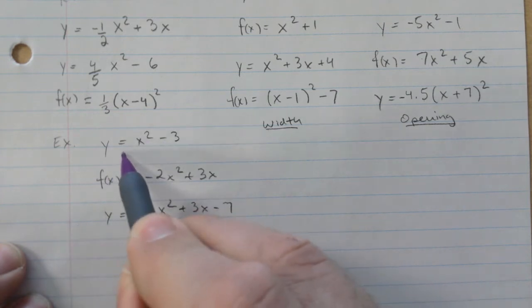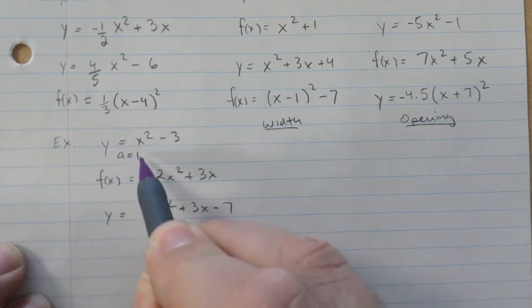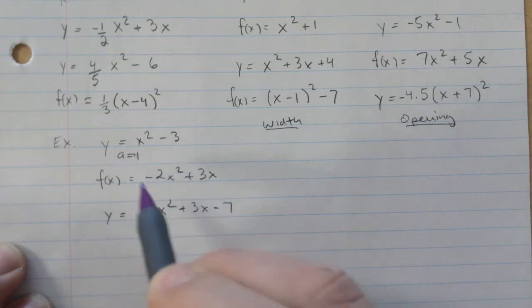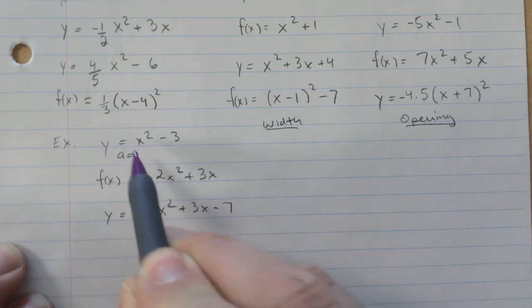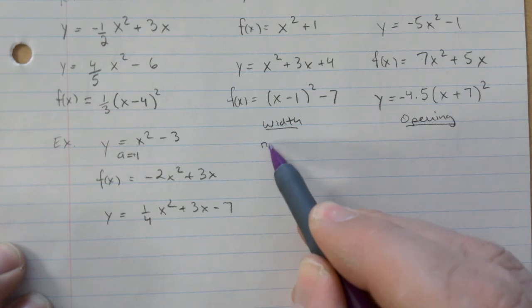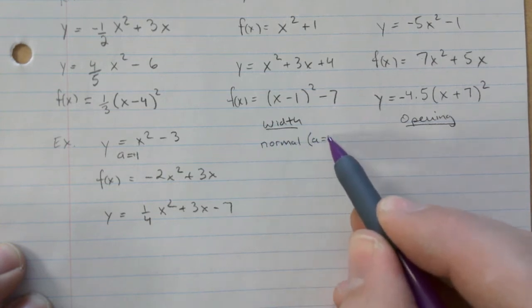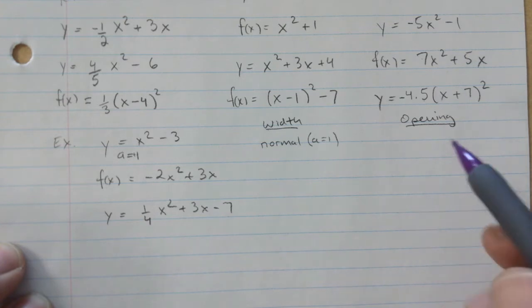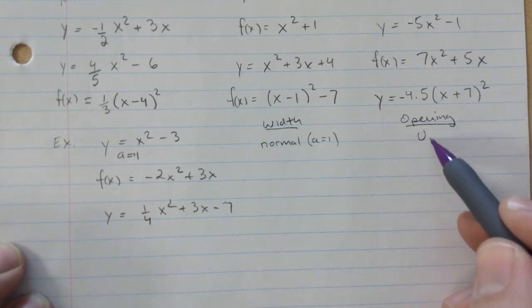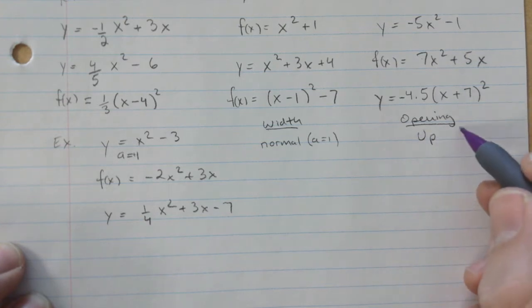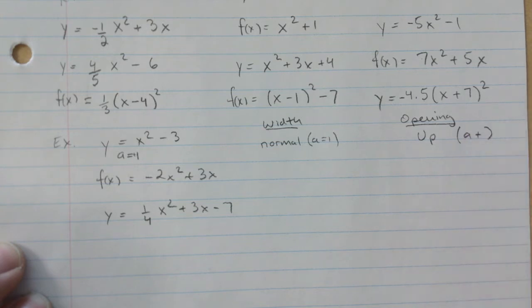A for this first one is equal to positive 1. I'm going to put a positive 1, so it's right here. The width would be considered normal because A is exactly equal to 1, and the opening is up because A is positive. So it tells us two things.